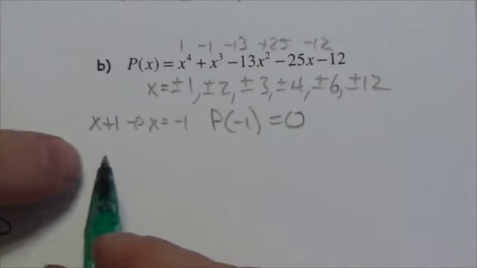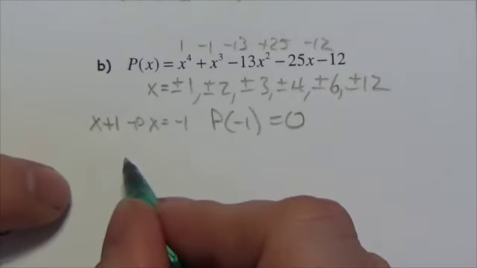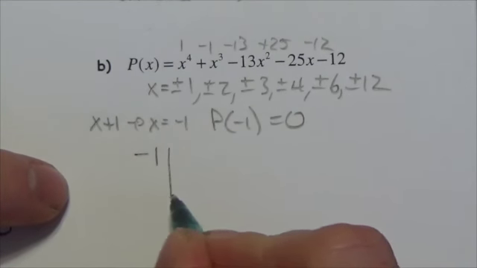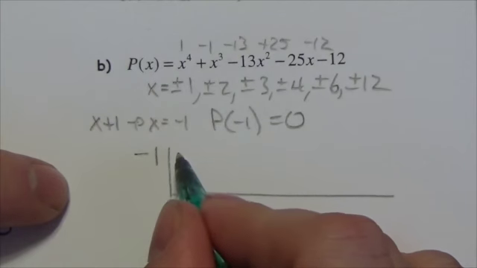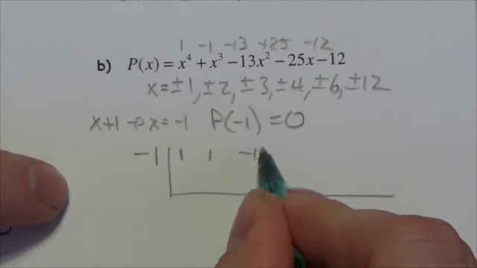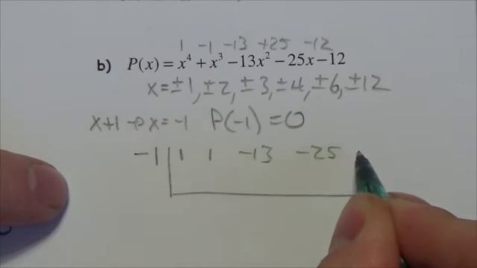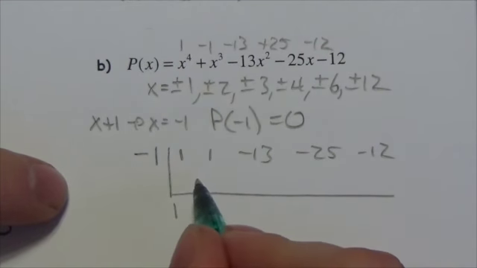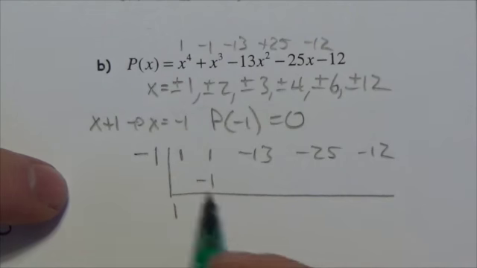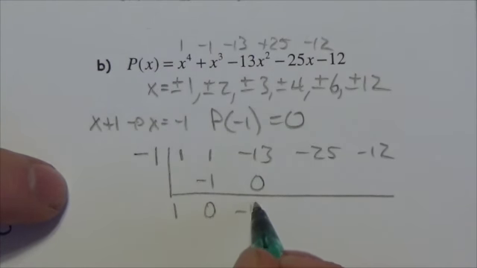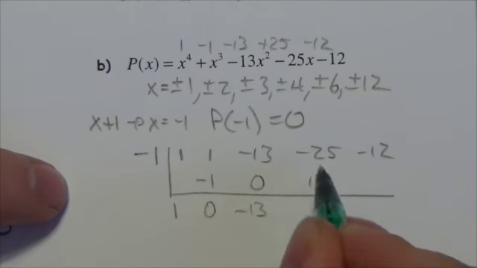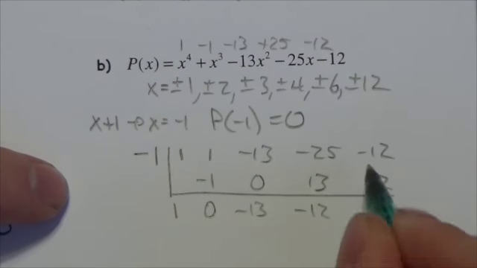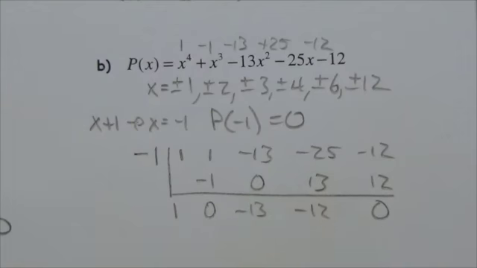So now I'm going to divide by that x plus 1. So I'm going to put the negative 1 outside, and I'll put my coefficients there: 1, 1, negative 13, negative 25, negative 12. And bring down the 1, multiply, add, and I get 0. Multiply, add, negative 13, multiply, add, and I'm going to get negative 12, multiply, positive 12, add, and I get 0. And there we go.